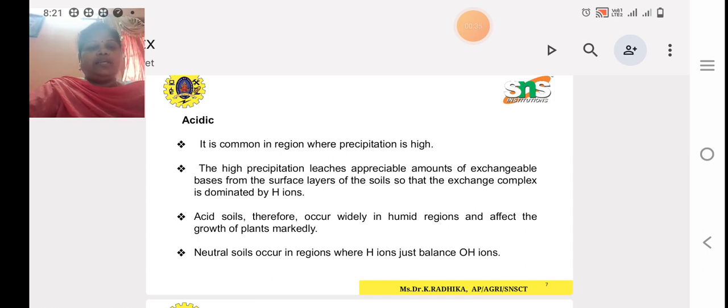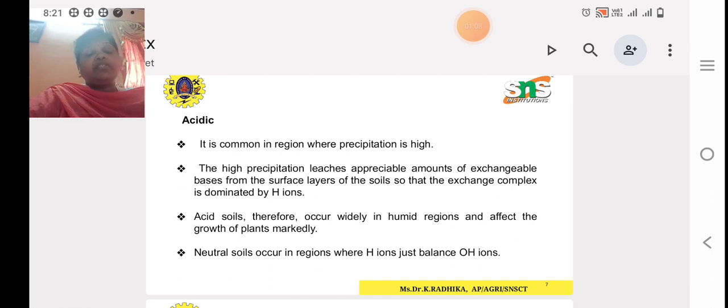First is acidic conditions. It is common in regions where precipitation is high. When precipitation is high in a particular soil, acidic conditions automatically occur. Higher precipitation leaches an appreciable amount of exchangeable bases from the surface layer of soil, so the exchange complex is dominated by hydrogen ions.